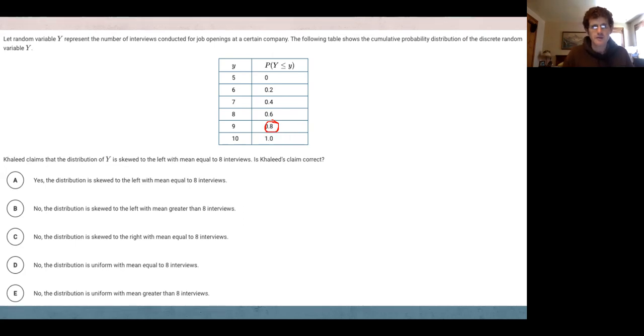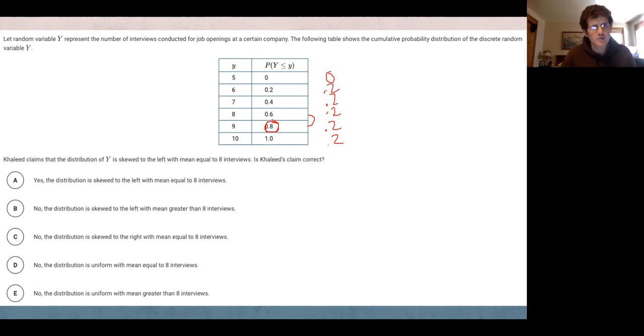So if you want the probability of just 9, then you'd have to do 0.8 minus 0.6, so that's going to be 0.2. So this probability on its own is 0.2. This is 0.2, and so on. And the probability of 5 is 0.2. So if we see how that's added, we add 0.2 for each one. So now let's look at this.